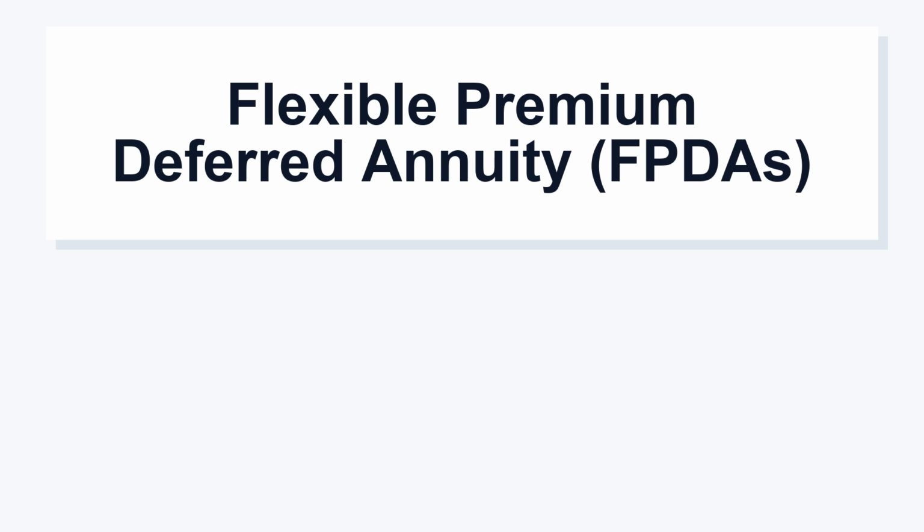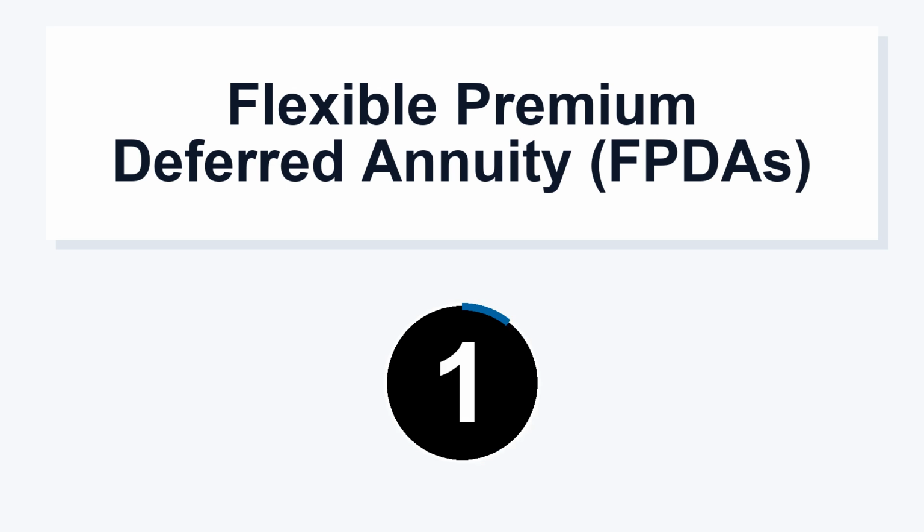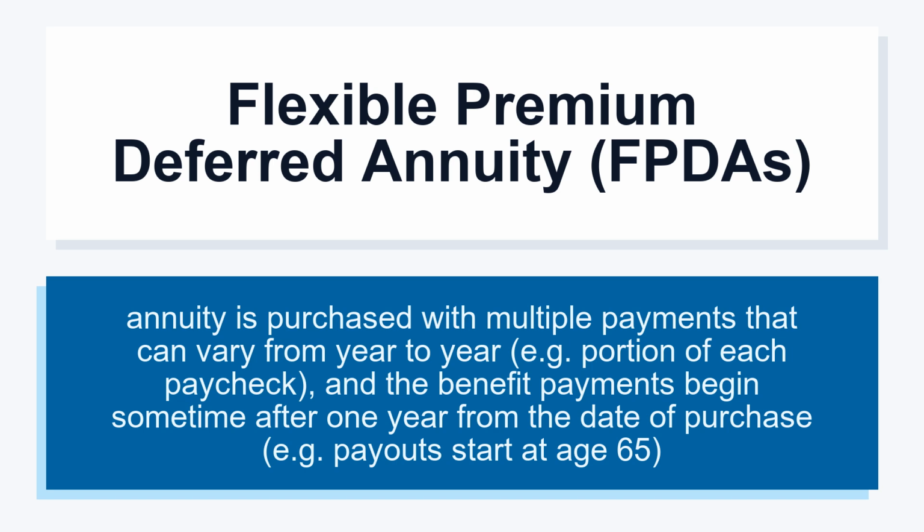Flexible premium deferred annuity, FPDAs. The annuity is purchased with multiple payments that can vary from year to year, e.g. a portion of each paycheck, and the benefit payments begin sometime after 1 year from the date of purchase, e.g. payouts start at age 65.